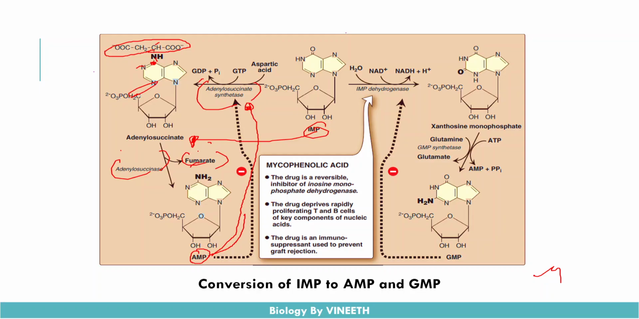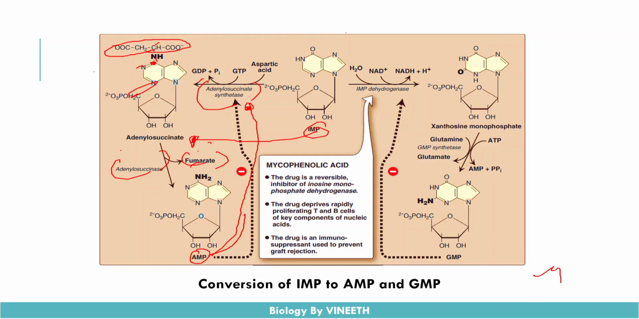And this IMP can also be converted into GMP in the presence of IMP dehydrogenase and GMP synthetase. In the presence of IMP dehydrogenase, this IMP converts into xanthosine monophosphate, and xanthosine monophosphate, in the presence of the amino acid glutamine and GMP synthetase, receives an amide group from glutamine and gets converted into GMP, guanosine monophosphate. In the same way, GMP also negatively inhibits the IMP dehydrogenase enzyme. This kind of regulation is called negative feedback regulation.